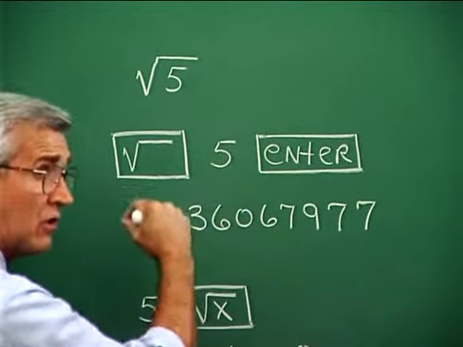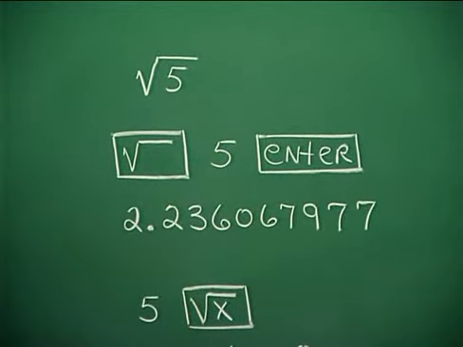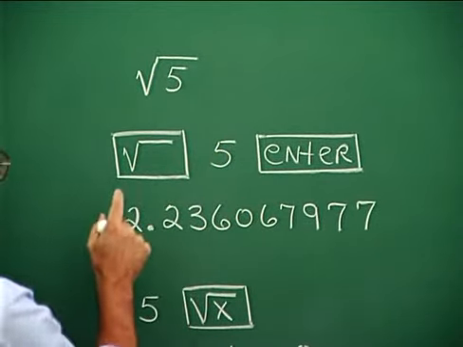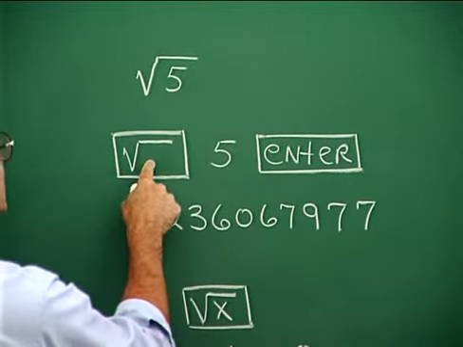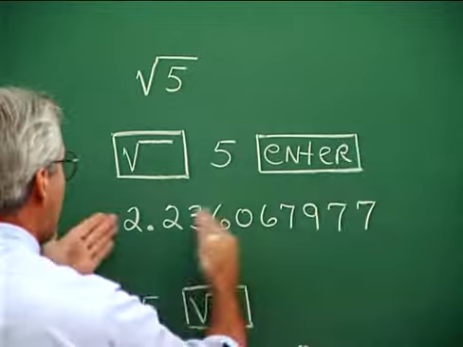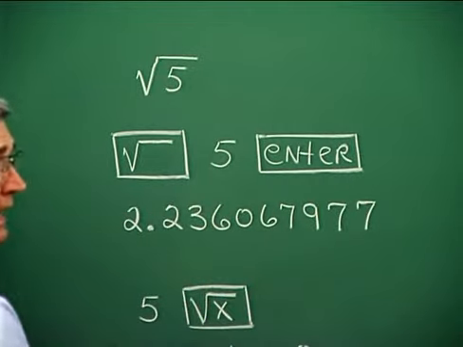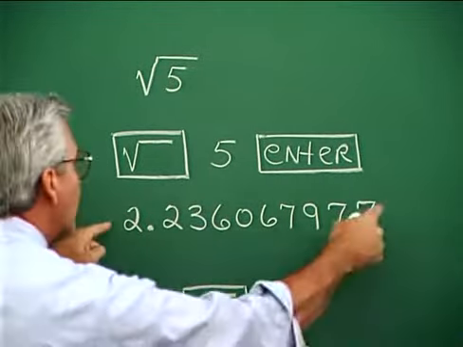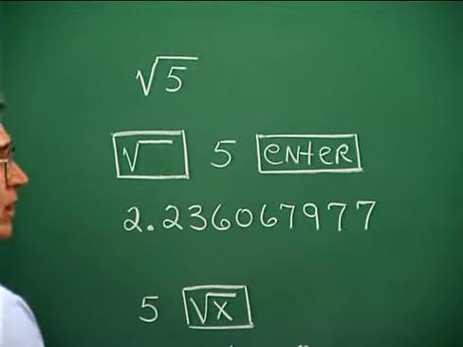It's the second function on x squared, and on many calculators, it's that way, as a matter of fact. So we press this button and then enter the 5 and then press enter, and then it makes the calculation, and here's what I get on my calculator. So this number times itself will give approximately 5.